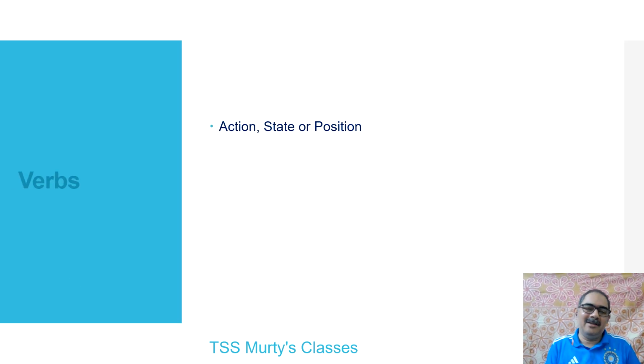In many books, probably the primary grammar books, you'll find that a verb is an action word. But verbs can talk about state or position also. If somebody asks us, where are you? Are is a verb there, but it doesn't talk about any action. So it talks about state or position. So these are the two additional meanings as far as understanding a verb is concerned.